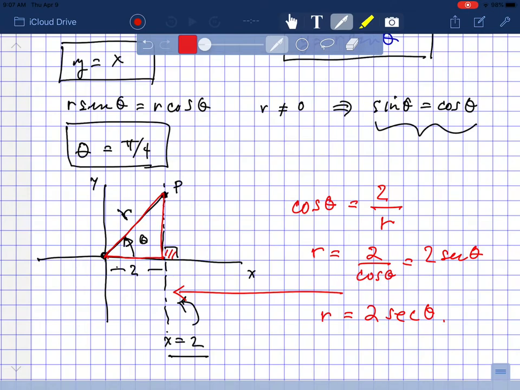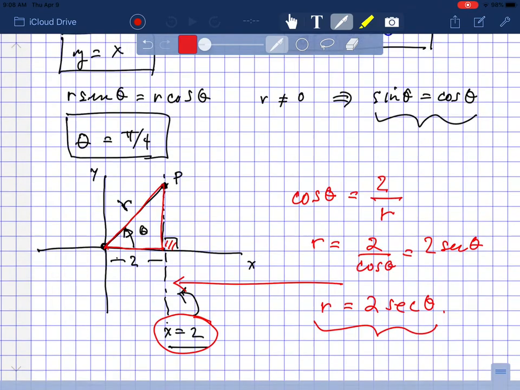Here's something that's kind of interesting. This equation, which describes this vertical line, is a very simple equation in terms of rectangular coordinates. However, if I look at this equation over here for this vertical line in polar coordinates, it's a lot more complicated. So sometimes it's better to represent an equation in terms of rectangular coordinates, and other times it's better to represent the same equation in terms of polar coordinates.